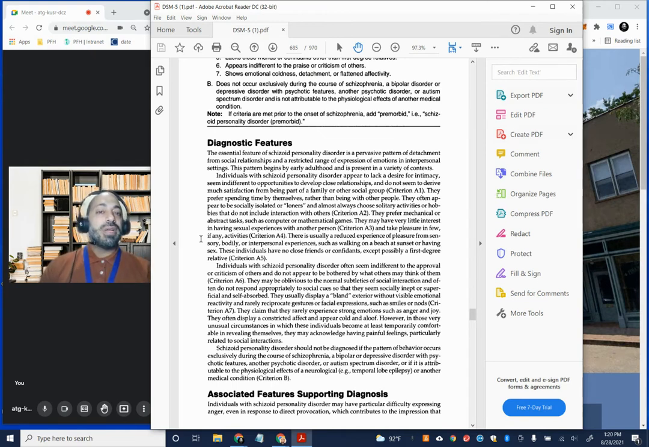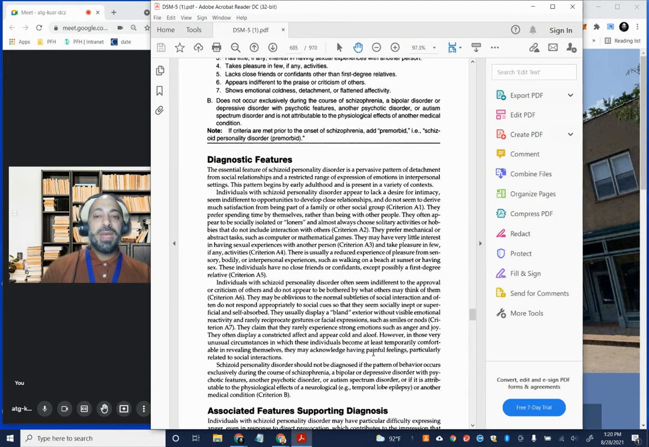They may have very little interest in having sexual experiences with another person and take pleasure in few, if any, activities. There is usually a reduced experience of pleasure from sensory, bodily, or interpersonal experience, such as walking on a beach at sunset or having intimacy. These individuals have no close friends or confidants, except possibly a first degree relative. Individuals with schizoid personality disorder often seem indifferent to the approval or criticism of others and do not appear to be bothered by what others might think of them.